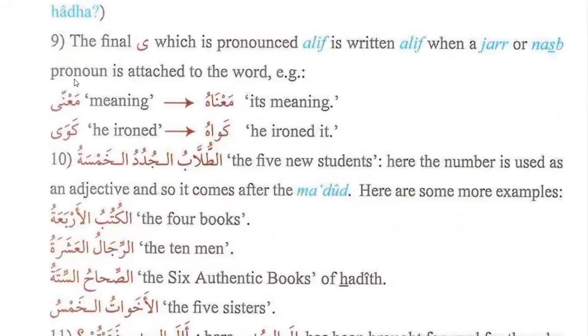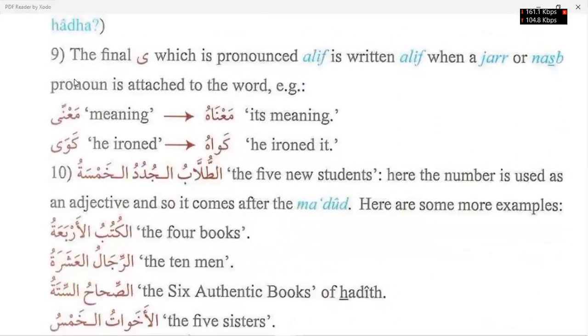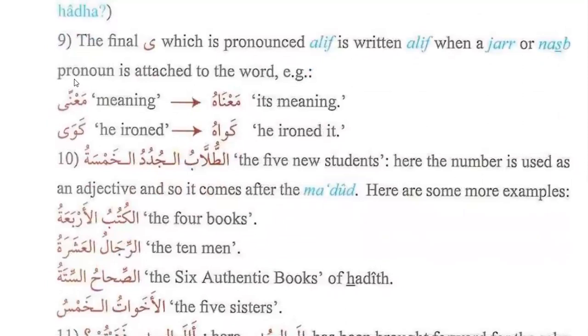Do I want to continue? Yes. Point number 10. At-tullabul jududul kamsatu. The five new students.